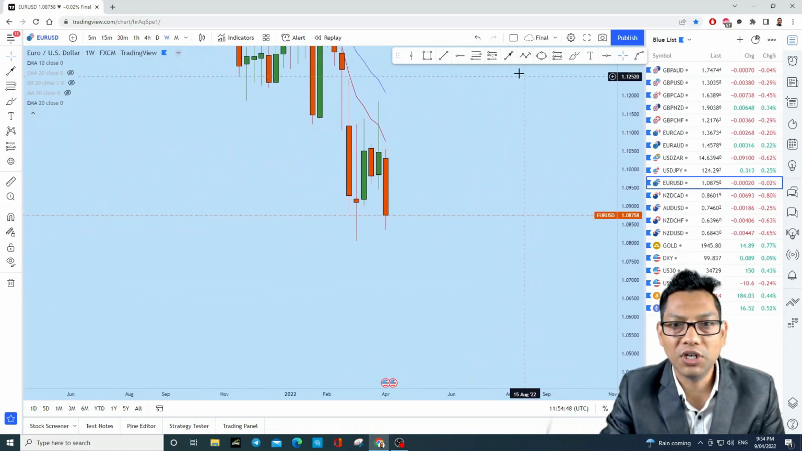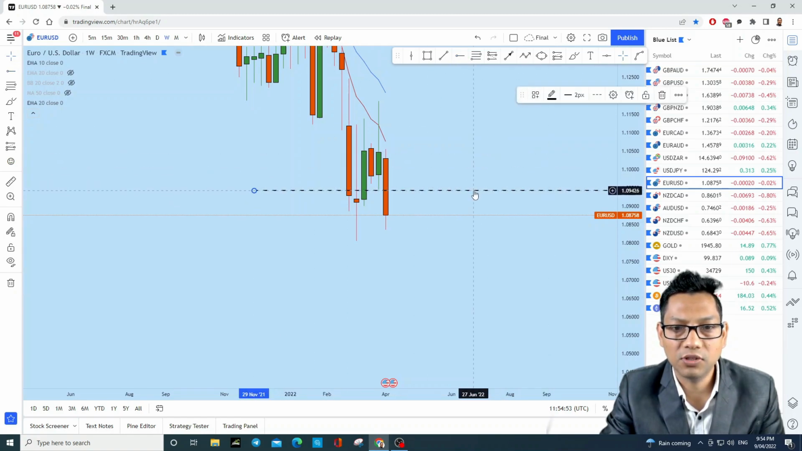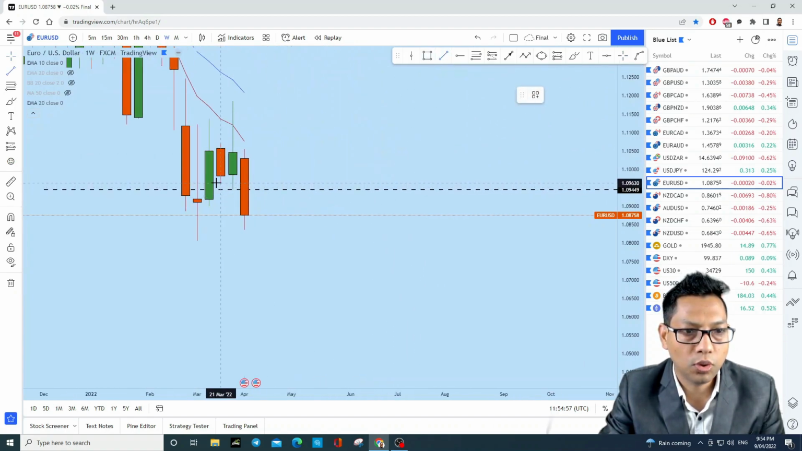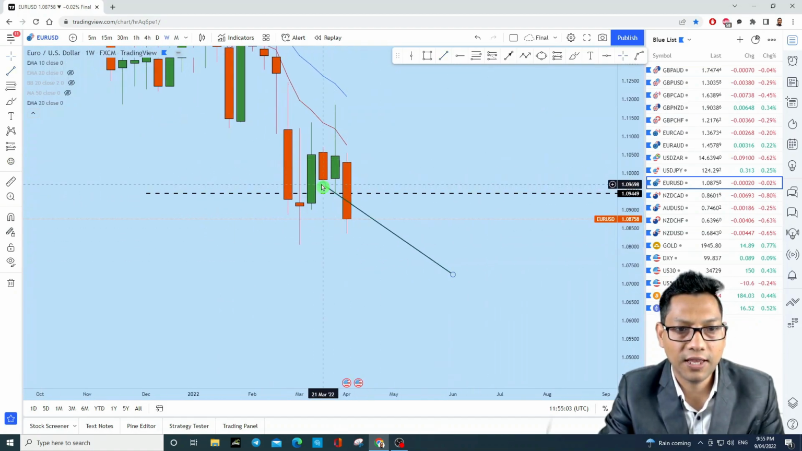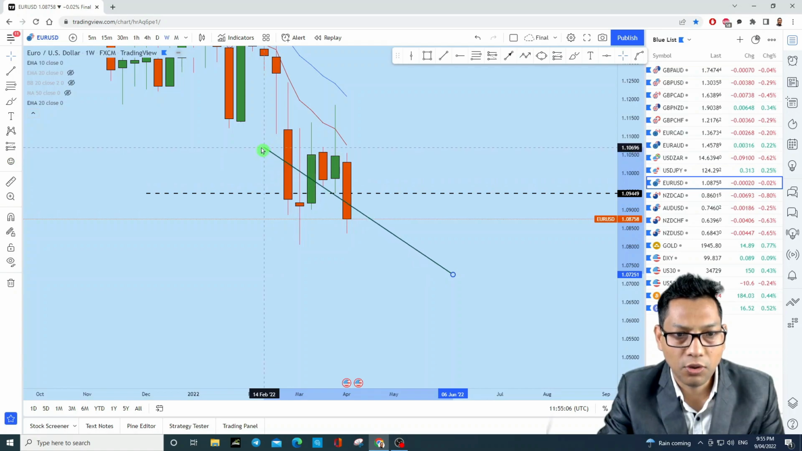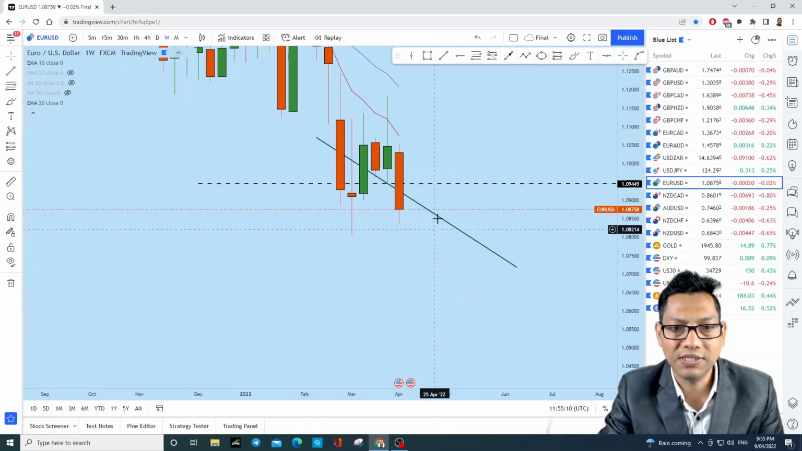So where Euro Dollar is likely to drop, let me draw these two possible levels so that we know how much it could go up. So there are two levels here. Let me draw it. This is the weekly time frame, and I think that Euro Dollar is likely to drop from this trend line.